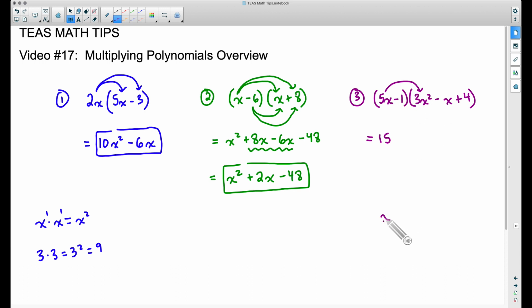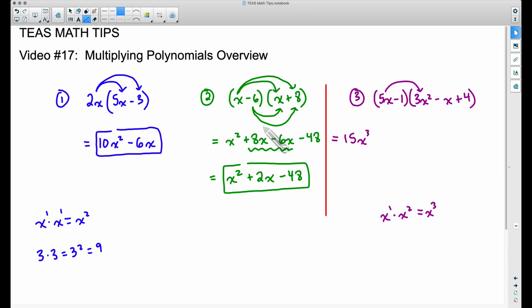Well, let's think about that. X times x squared. That is really x to the first times x squared. That gives us an x cubed. Therefore, when we take 5x times 3x squared, we will get 15x to the third power. Now, I know I'm going to need some more room here, so I'm going to slide this on over. Put a little line here to keep my work divided.